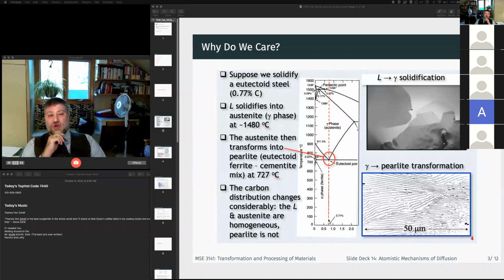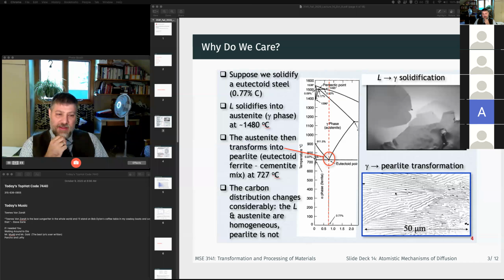If we cool down too quickly, what do we get? We get martensite, right? Which is a diffusionless phase transformation. So the carbon still stays locked in, and now we have a supersaturated solution of carbon in the martensite, and we have very brittle properties.